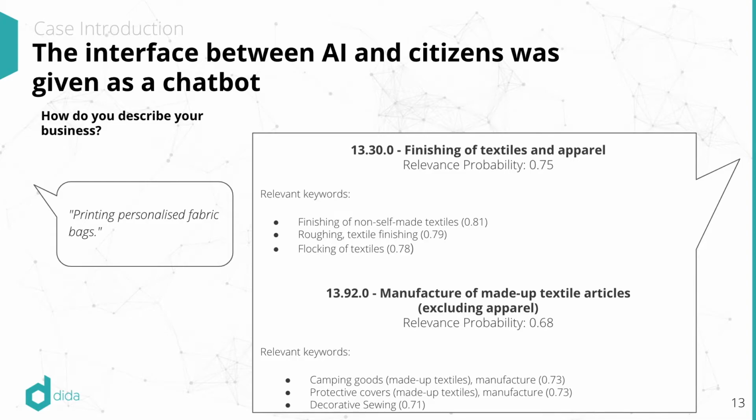The top one is actually the correct result, and you can see that none of the words used in the user's description appear in the industry codes. This means that our algorithm has actually understood the meaning of the user's input correctly. For example, it learned the connection between fabric bags and textiles and apparel from the data it has been trained on, although these are very different words.